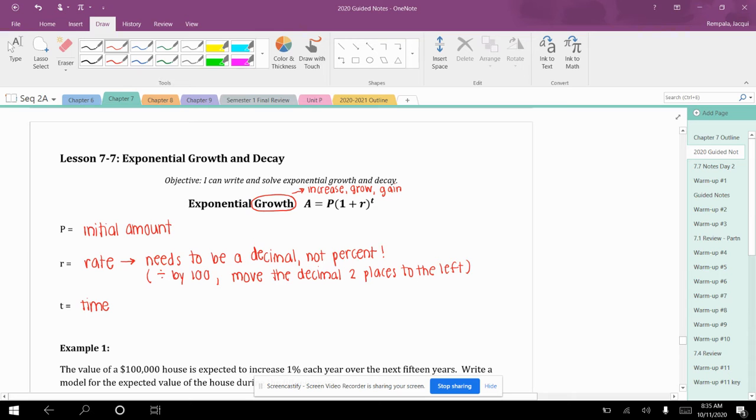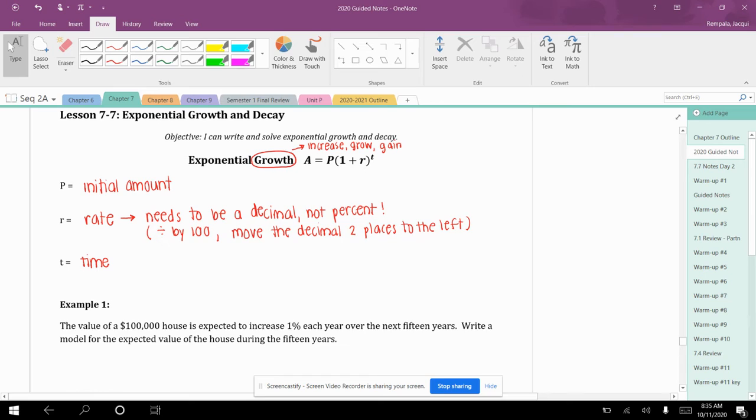All right, so let's take a look at an example here and use this information. It says the value of a $100,000 house is expected to increase 1% each year over the next 15 years. We're going to write a model for the expected value of the house during the 15 years. So notice that in this word problem, they're giving you that vocabulary word increase, which, like I said, means that we are getting bigger. So that's why we want to use this model right here.